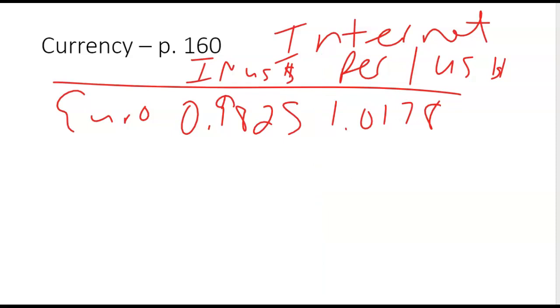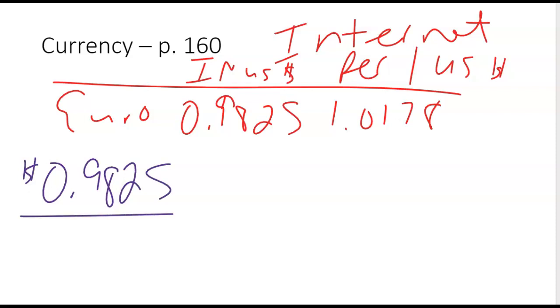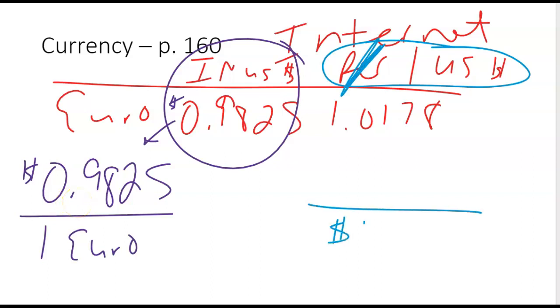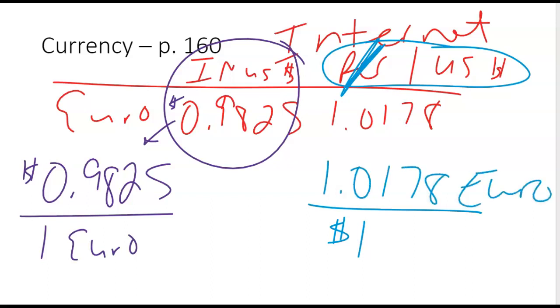So when we are thinking about a euro in US dollars, that means 0.9825 US dollars is 1 euro. That's what this first one means. Okay, so in US dollars means this thing is US dollars. For the second one, where it says per 1 US dollar, remember that per means fraction bar. So 1 US dollar is in the bottom. That means 1.0178 is the euro. So depending on what you need in the numerator, what you need in the denominator, you use a different identity ratio. Okay, so let's do a couple of examples.